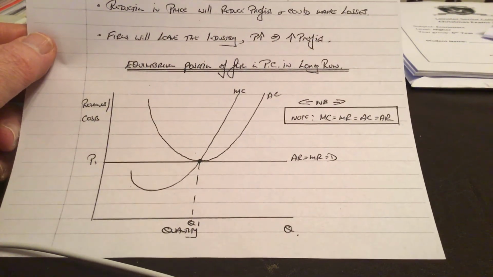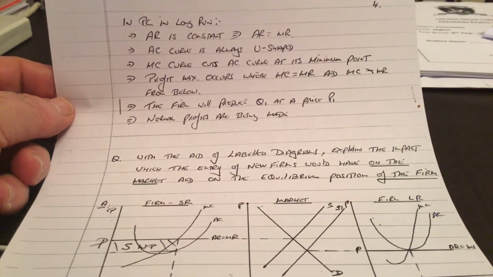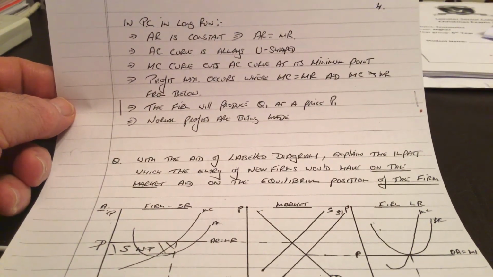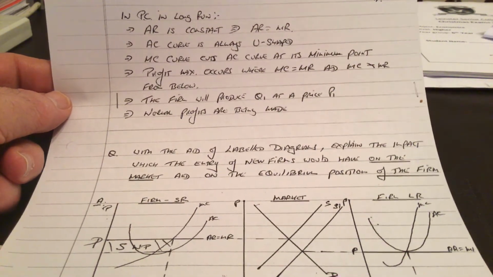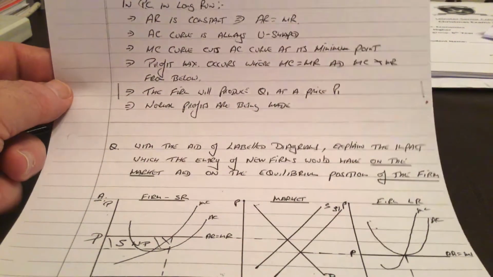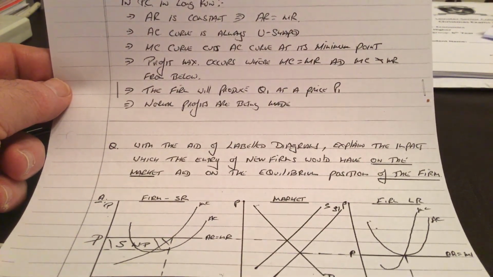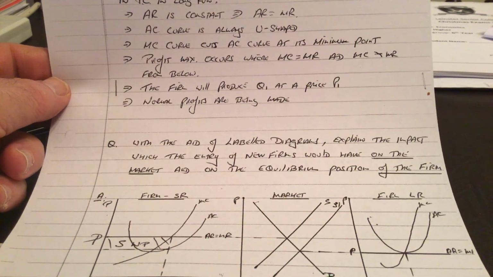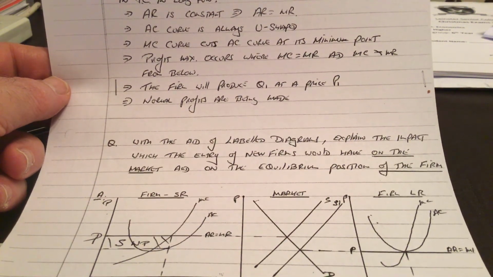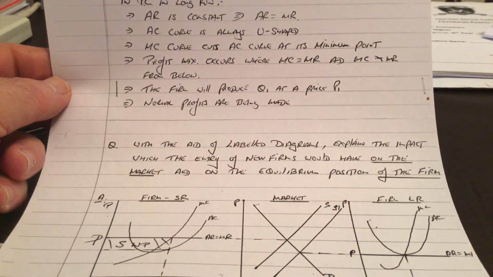Now, let's answer the question. So there's the diagram, and the answer is: in perfect competition in the long run, AR is constant, therefore AR is equal to MR. The AC curve is always U-shaped, and the MC curve cuts the AC curve at its minimum point. Profit maximization occurs where MC is equal to MR, and MC cuts MR from below. The firm will produce quantity Q1 at price P1. Normal profits are being made.